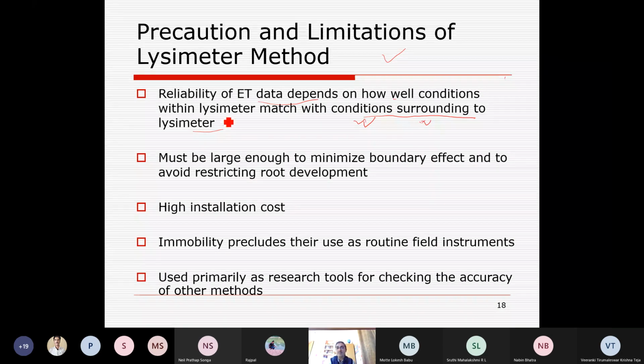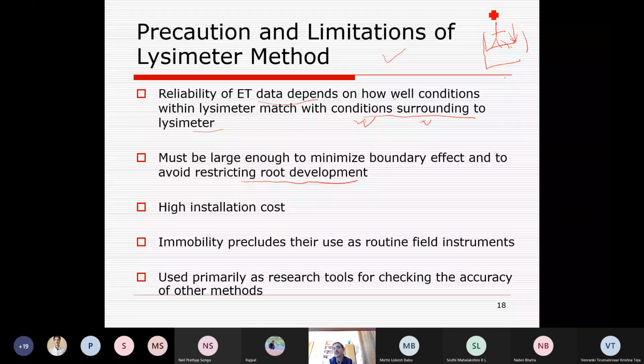The tank must be large enough to minimize boundary effects and to avoid restricting root development. Suppose you are taking just a 30 centimeter tank, the crop root may go beyond this. 30 centimeter is a very shallow condition. So it should be a good size, because if you take a small one, say 30 centimeter by 30 centimeter by 30 centimeter, it will restrict the growth of roots. That must be taken care of by taking a larger tank.